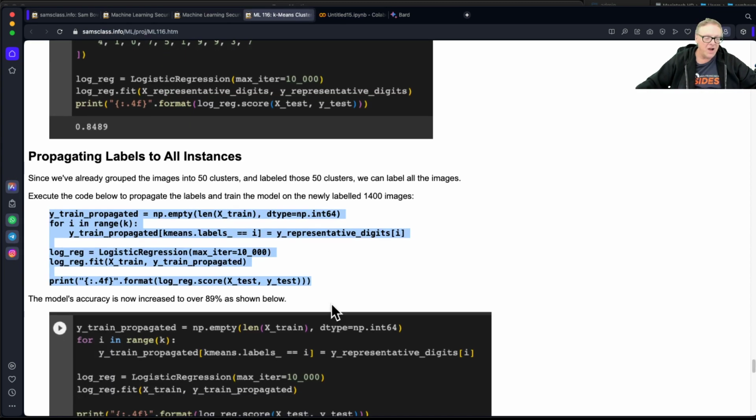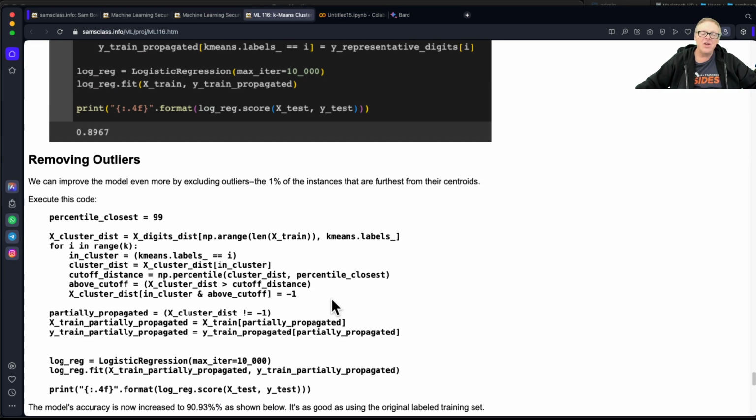And this is now 89% right. So it's getting pretty good. And now we can do one more thing. We can take away the outliers. Remember the unsupervised learning, we can have the clusters, and we can find the instances that are far from the center of the cluster and decide those must be the digits that are scrawled and pretty nasty. And we really shouldn't train on them at all because they're the ones that are messed up. So we're going to take the ones that are the 1% that are furthest from the centroids.